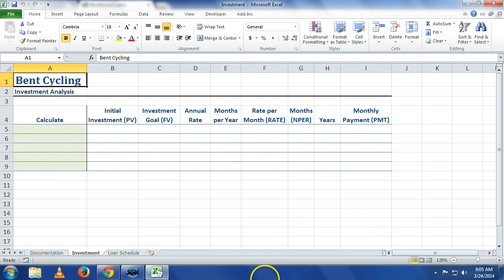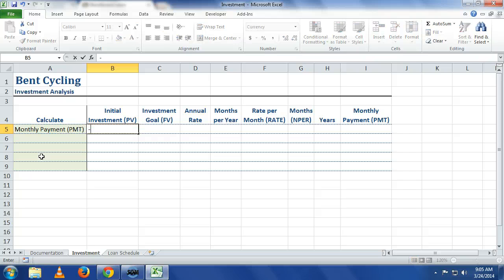So we are going to go to the investment tab, and in cell A5 we're going to enter monthly payment. And we're going to put PMT on here. Okay, in cell B5, we want to put this in as a negative 100,000, which is the amount of our initial investment. We put it as negative because it's a cash outflow from the company.